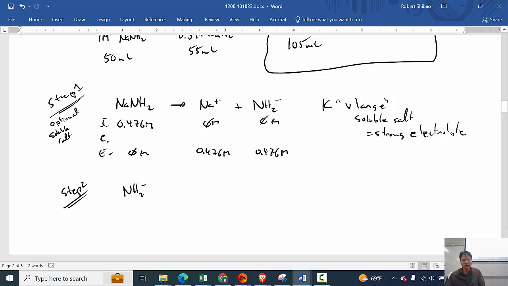Amide, being a strong base, will react with the strongest acid present. And what is the strongest acid present? H2O. Sodium acetate is not an acid, it's a base. Then what does this produce? NH3 and OH minus. What is K for this? Very large.